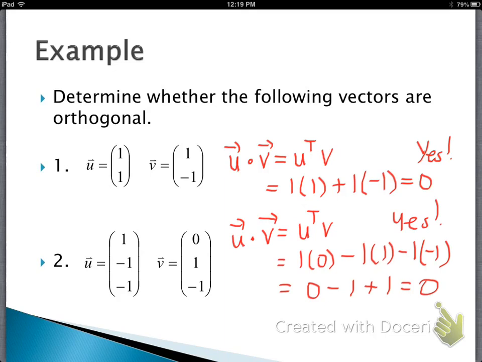If you want, especially for this one, because it's on the xy plane, try plotting those vectors, 1, 1 and 1, negative 1. And you will see that they're perpendicular to each other because their dot product is 0. And u and v here are also orthogonal to each other.